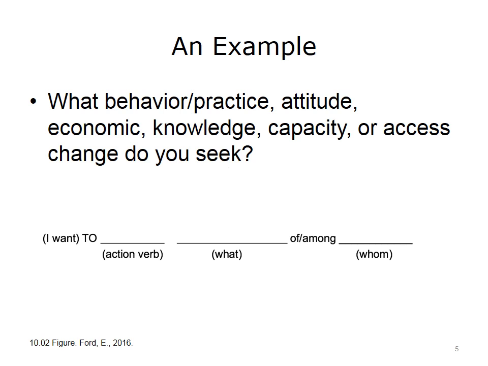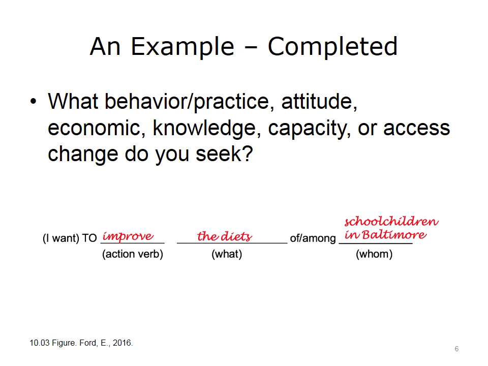For this example, we are thinking of the how, the what, behavior, practice, attitude, etc., and the whom. So for this example, the blanks could be filled in to make the goal: I want to improve the diets of children among our schools here in Greater Baltimore. This is a very specific quality goal. You can see that there are many different ways we can go about this.